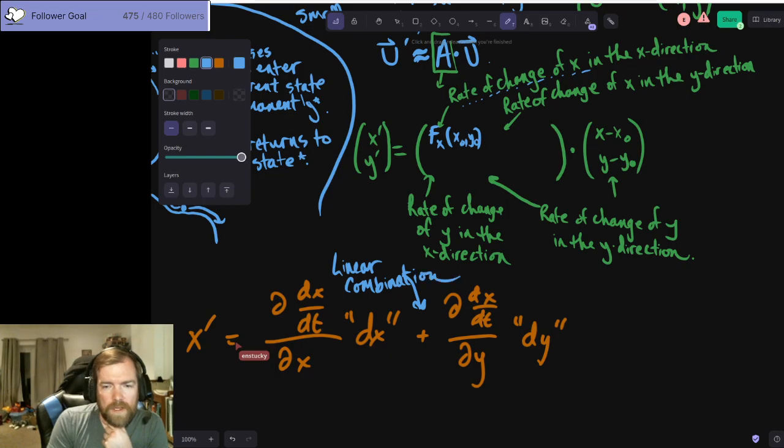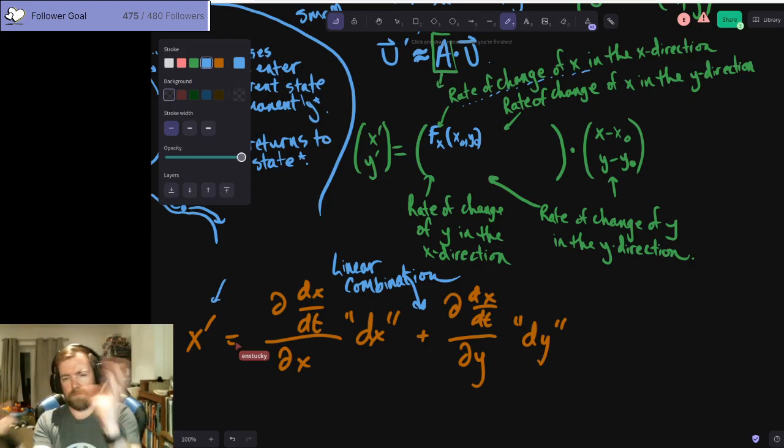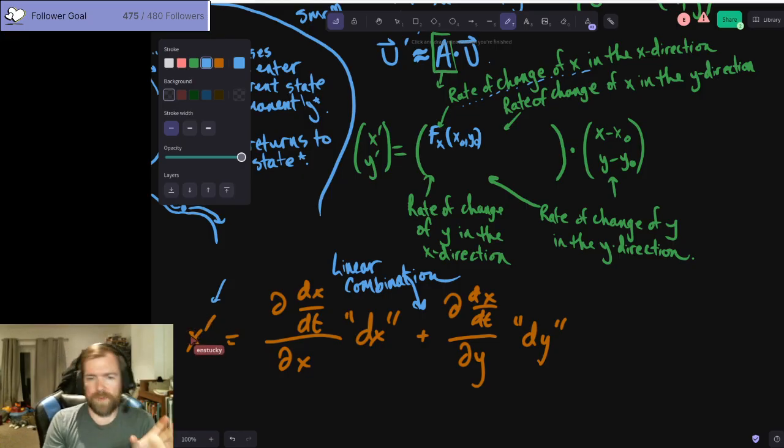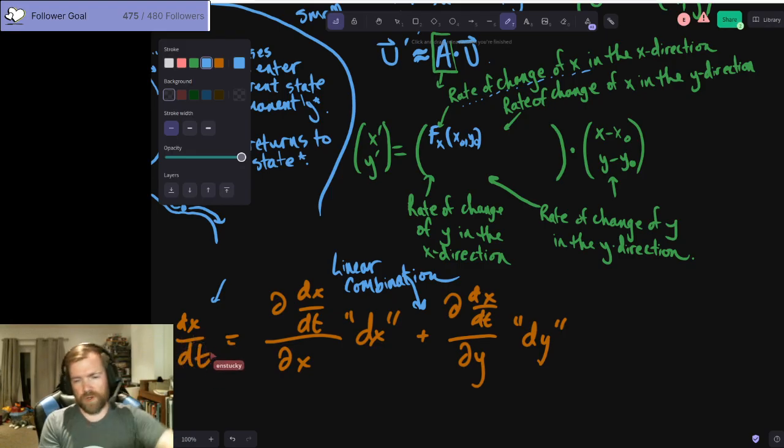Right, the actual rate of change of any particular vector around this particular point is going to be approximated by a linear combination of the partial derivatives with those respective directions around those individual points.